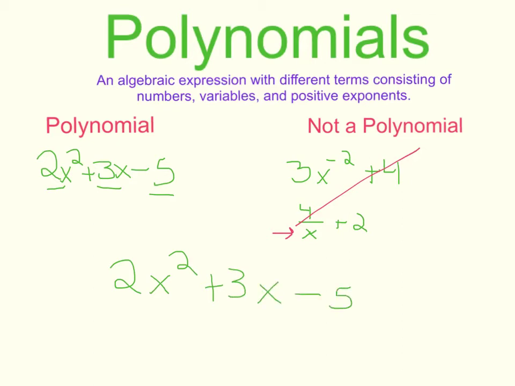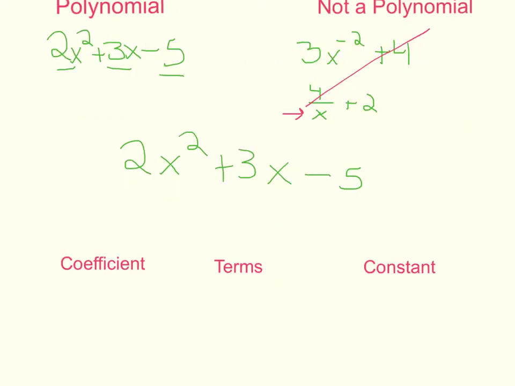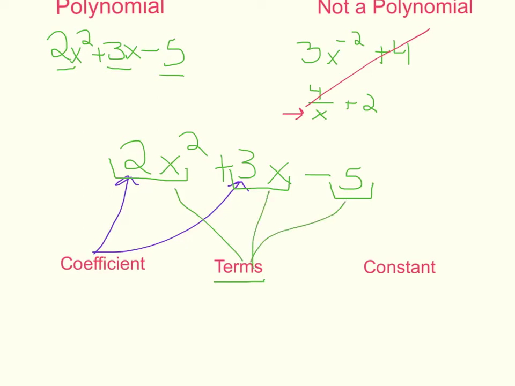Some key words that I will be using: coefficient, constant, and terms. A coefficient is just referring to the numbers in front of the variables. The word term is just the combination of a coefficient and a variable separated by an addition or subtraction sign. So this polynomial has 3 terms. And then the constant is always the number that is last, the number that does not have a variable.